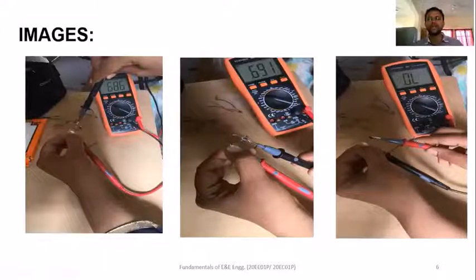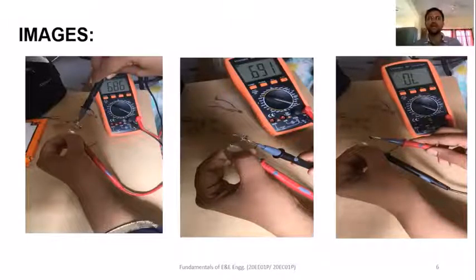In the second image, the positive is connected to the base and the negative is connected to the collector. So here also you will get around 0.7 volts.